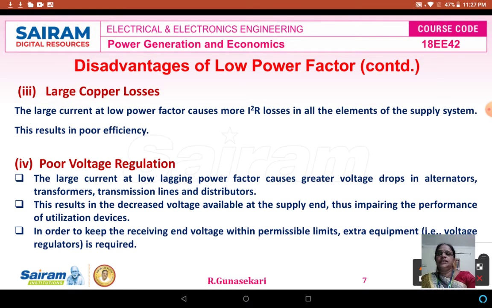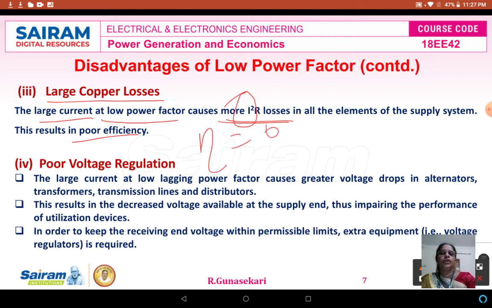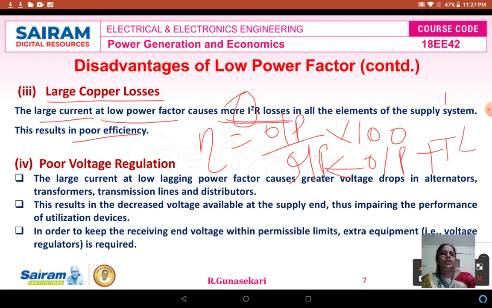The third disadvantage is the large copper loss. The power factor is low means current is high. Copper loss is nothing but I squared R, so the current increases, therefore the copper losses increase. This results in poor efficiency, because efficiency is equal to output divided by input into 100. The input is output plus total losses, and the total losses are copper losses plus iron losses.